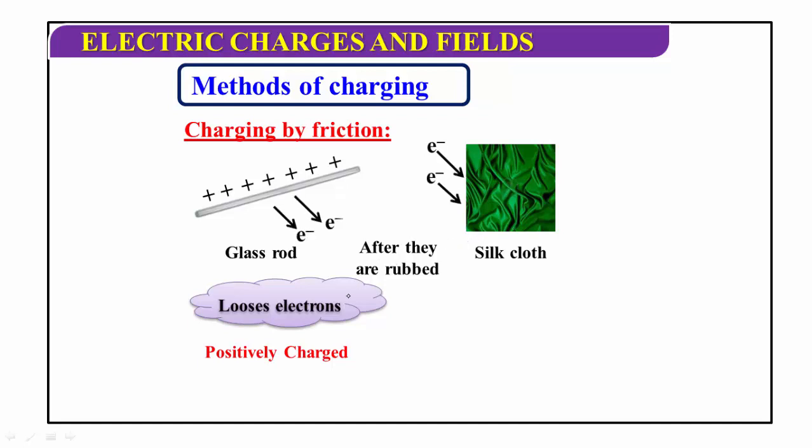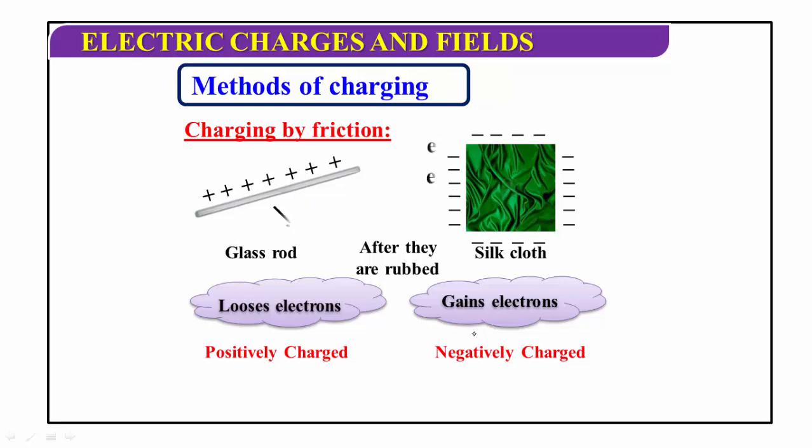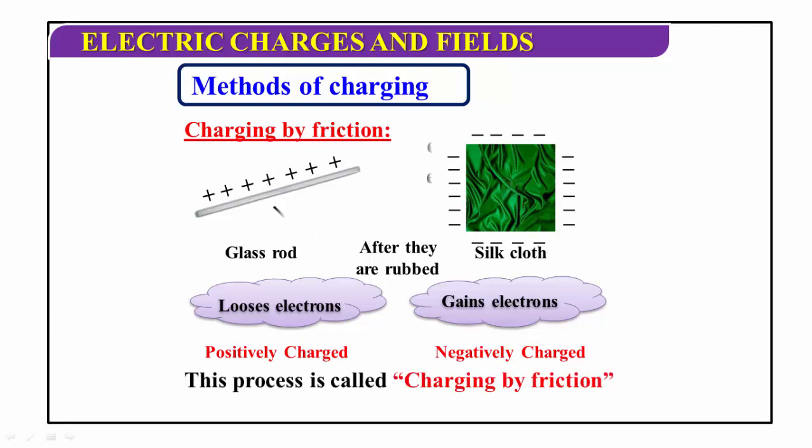Here, the glass rod loses electrons, so it is called the positively charged body. The silk cloth gains electrons, so it is called the negatively charged body. Now the glass becomes positively charged and the silk becomes negatively charged. Hence, in this method, the two bodies are charged oppositely to the same magnitude. This process is called charging by friction.